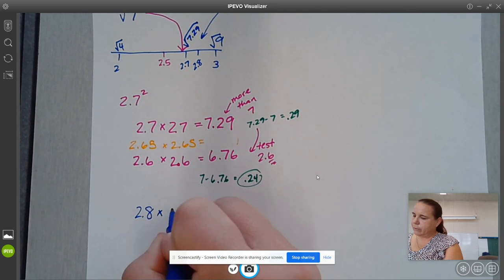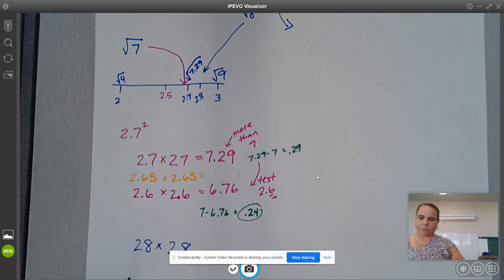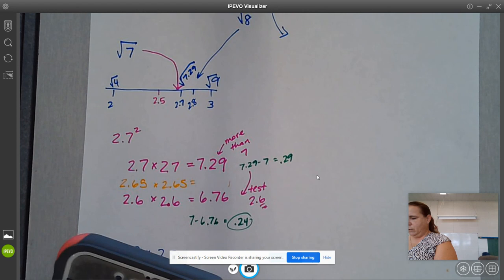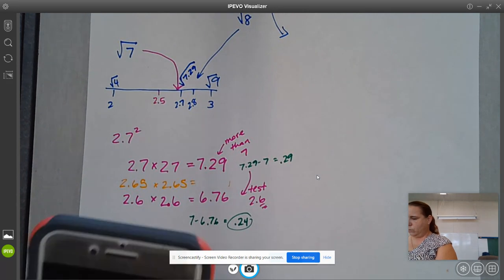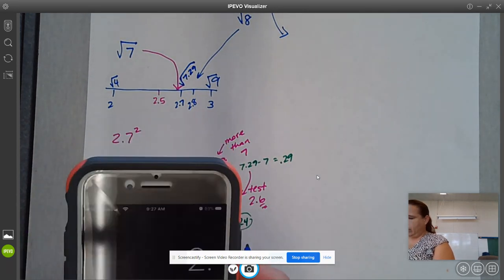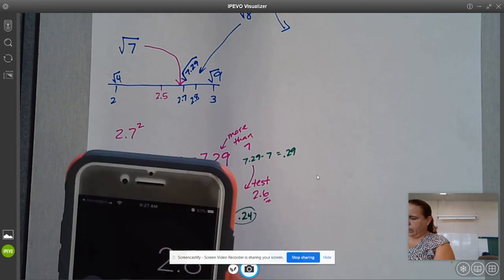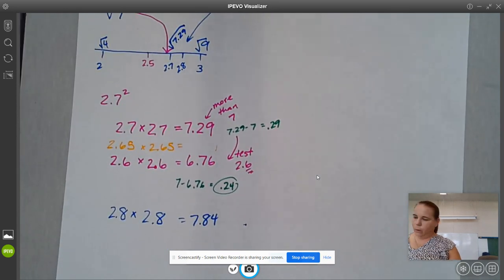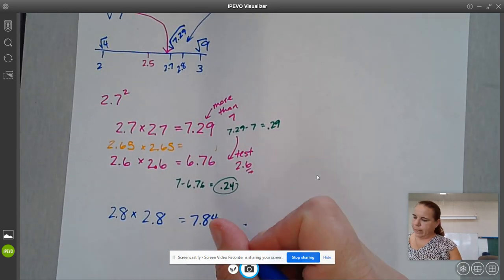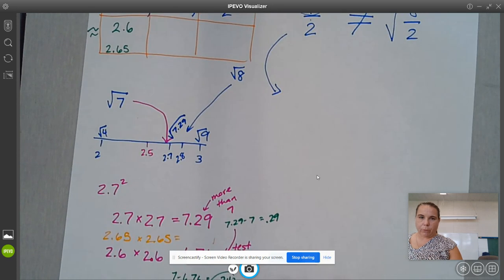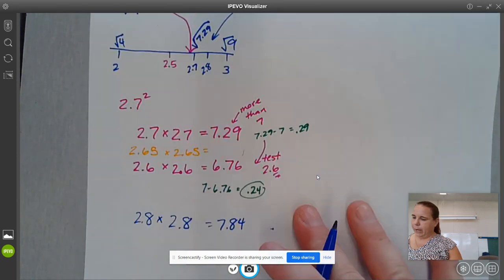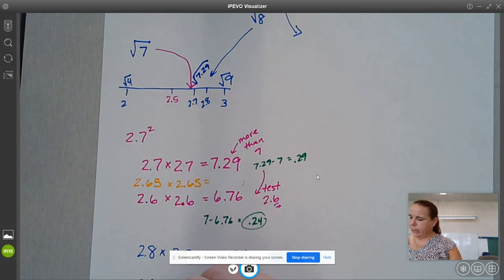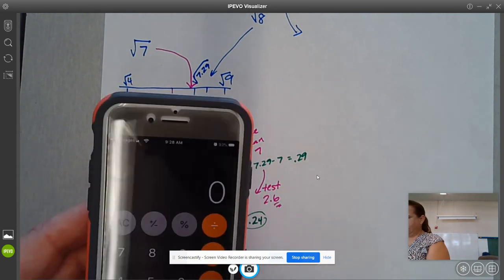It's just a lot of kind of meticulous multiplying. 2.8 times 2.8 is 7.84. Okay, that is not all the way to 8. That's less than 8, and I'm looking for the square root of 8. If it's not quite 8, then I need to test 2.9 and find out if that happens to be closer to 8.